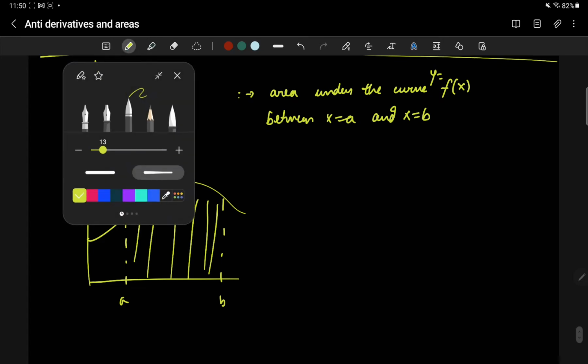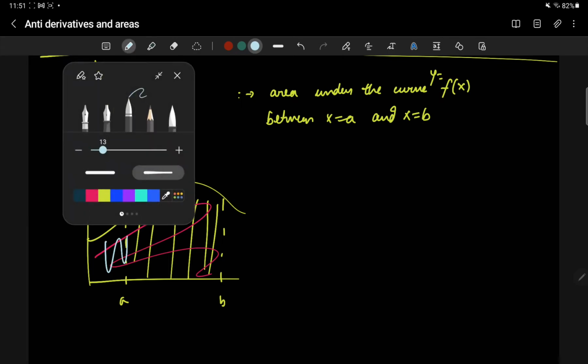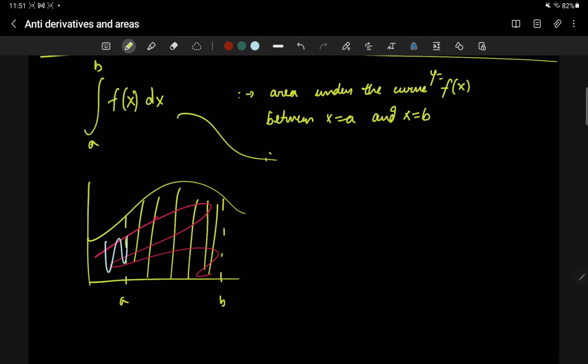However, based on our previous definition of antiderivative, I also know that this shaded yellow area can be found as this large red area minus this other smaller area. Which means that to evaluate this, you find the antiderivative and put this vertical line a to b, and you can say this is capital F of b minus capital F of a.